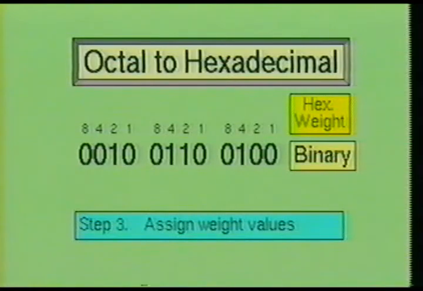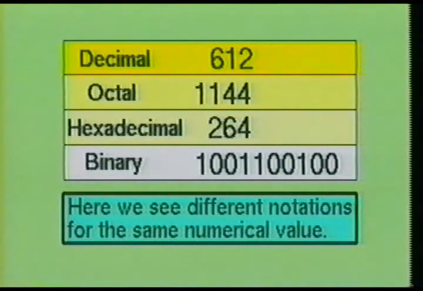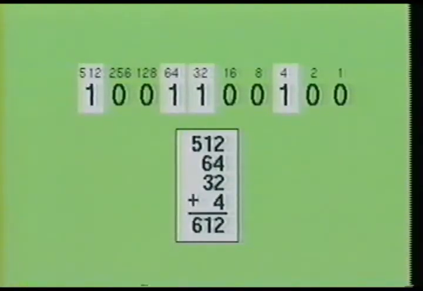Next, we assign weight values to the 4-bit groups. Then we convert the binary nibbles into hexadecimal characters. So far, we have seen that the decimal number 612 can be represented in octal notation as 1144, in hexadecimal notation as 264, and in binary notation as 1001, 100, 100. If our conversions are all correct, then the binary notation 100, 110, 0100 should convert back into 612 decimal.